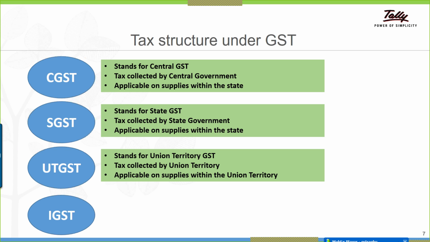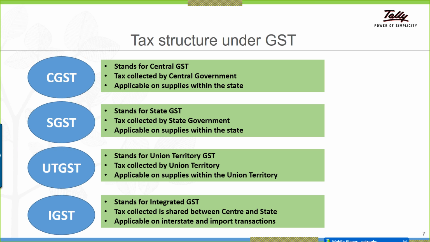And the last one is IGST. It stands for Integrated GST. The tax collected is shared by state and central, applicable on interstate and import transactions. Assume that you are selling from Karnataka to Maharashtra. Then IGST has to be charged, where the IGST tax will be divided between state and central. We will discuss all this more when we go to the product, then you will be clear. This is just an introduction to the tax structure under GST.